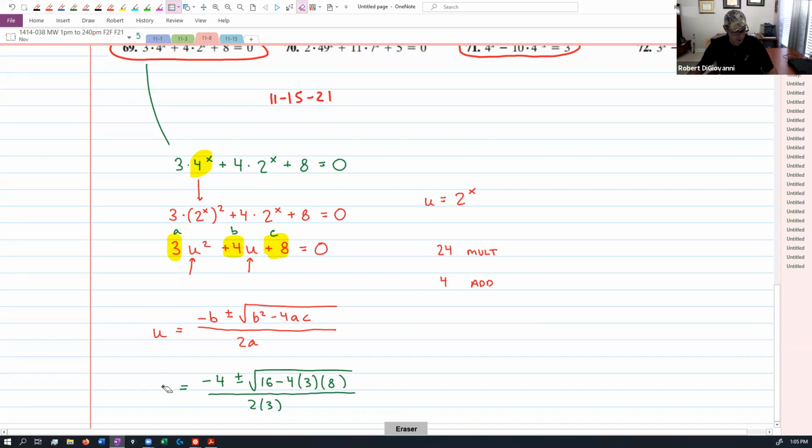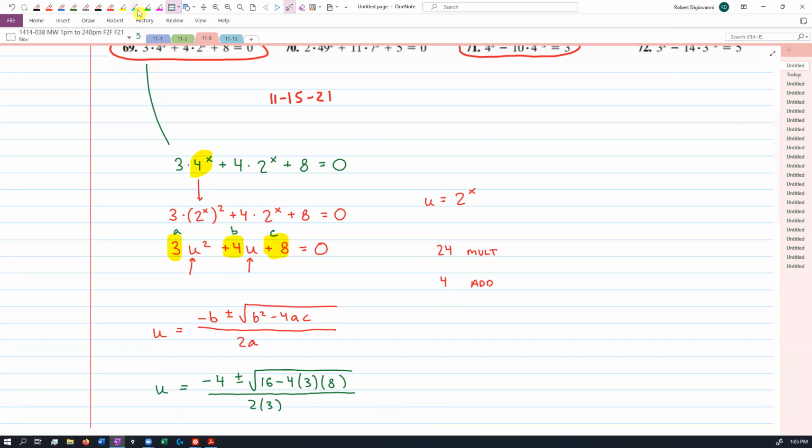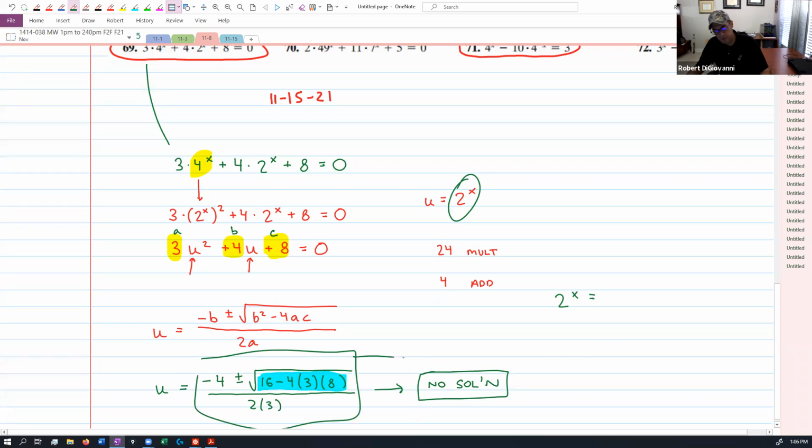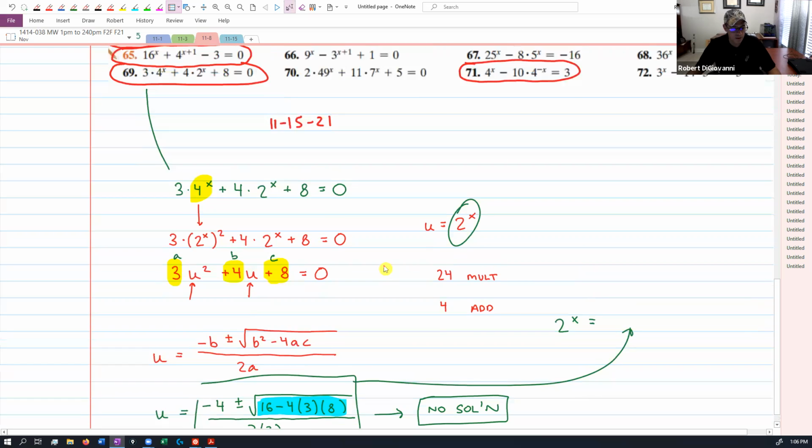Do you all know why the number inside the square root is going to be negative? What we're going to get under here is a negative number. And if that's a negative number, it's way negative. So that means there's no real solution to this. There's a complex solution, but there's no real solution. And if there's no solution to that, then I can never replace 2 to the x in for u, because we're basically saying 2 to the x equals this thing, but there's no solution to that. So that means there's no solution to the original problem.